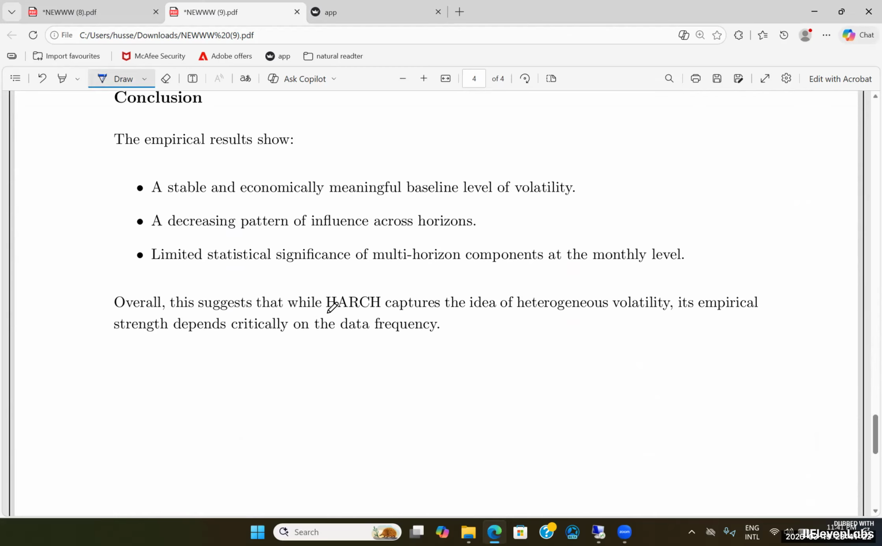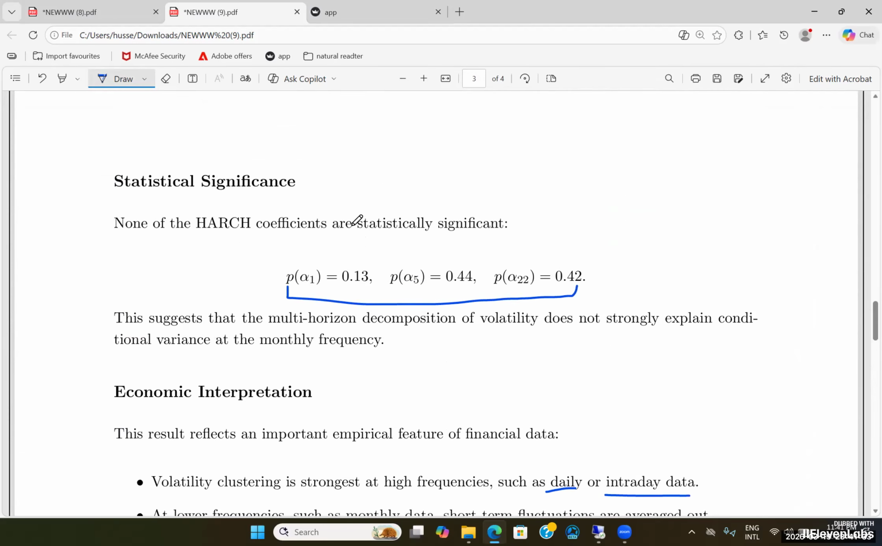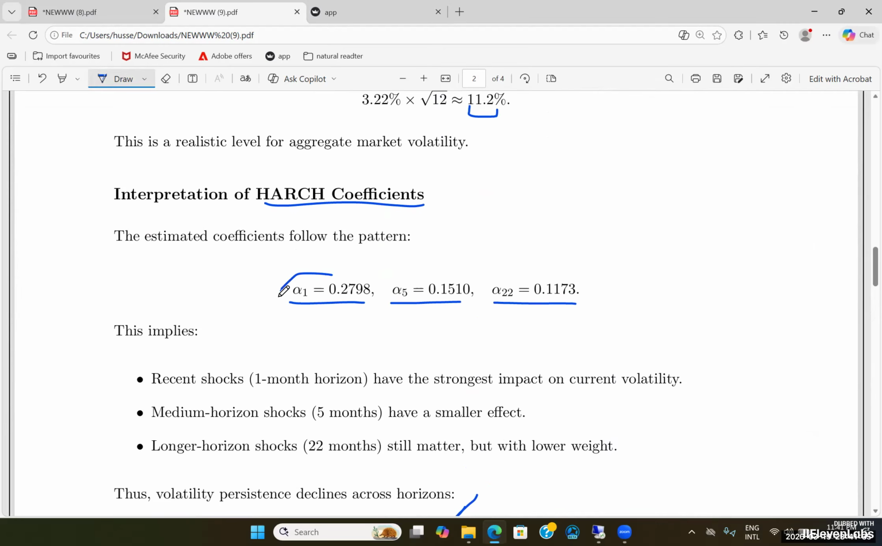So the HARCH version of the ARCH model that we implemented now effectively captures the idea of heterogeneous volatility. The reason for this is that our values are quite different. For the immediate, near term, it appears that the present time frame exhibits a more pronounced influence on the fluctuation of the error term when we compare it to the preceding 5 months. And naturally, this effect is even more significant than what we observed over the last 22 months.